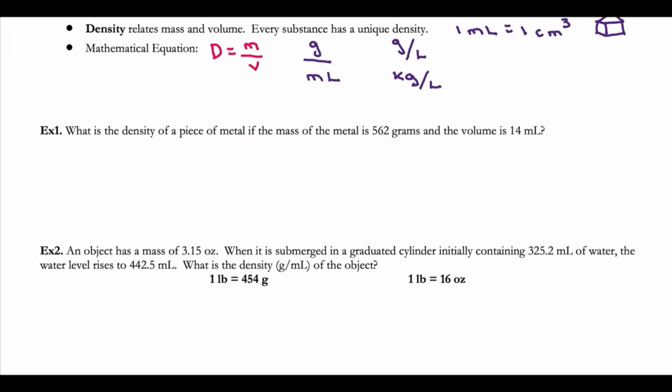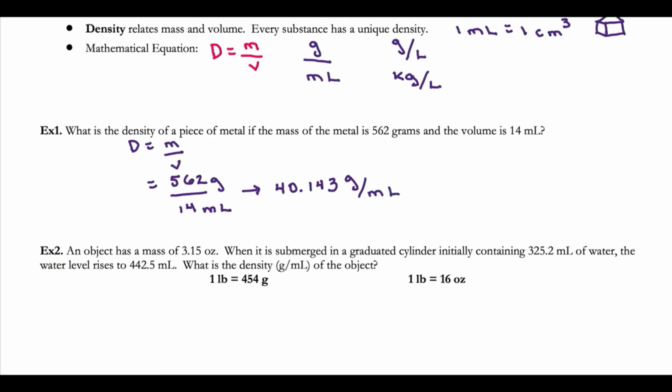It says, what is the density of a piece of metal if the mass is 562 grams and the volume is 14 milliliters? So I'm solving for density, so I'm going to use my formula. I'm first going to put my unrounded value here. So my unrounded value that I get is 40 point, I'm going to actually round a little bit, so don't go too crazy, let's say 3. My units are grams per mil, because I divided mass, grams, by milliliters.